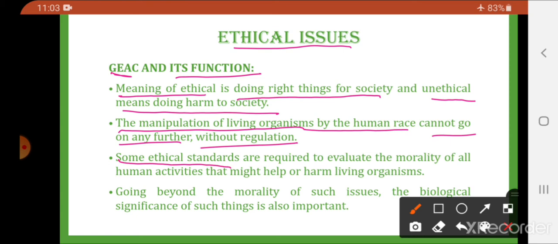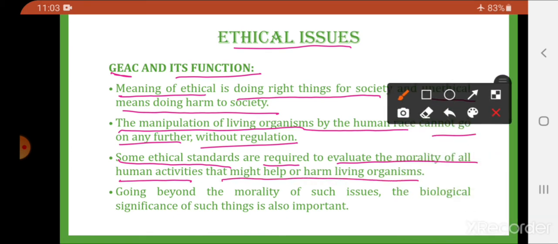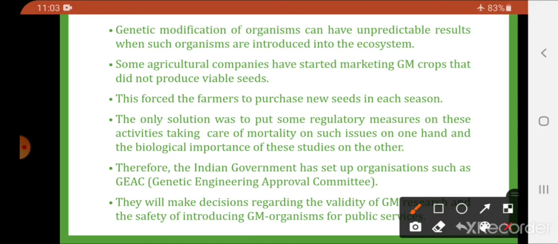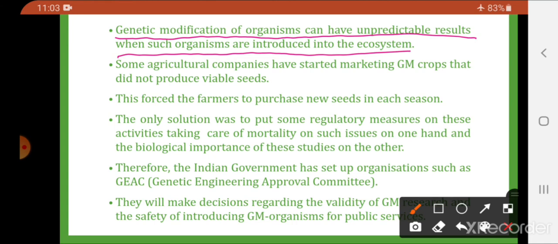Some ethical standards are required to evaluate the morality of all human activities that might help or harm the living organisms. Going beyond the morality of such issues, the biological significance of such things is also important. Genetic modification of organisms can have unpredictable results when such organisms are introduced into the ecosystem. कोई भी ऑर्गेनिजम्स के जेनेटिक मॉडिफिकेशन किया गया है, then they will have some unpredictable results when these organisms are allowed to enter the ecosystem.